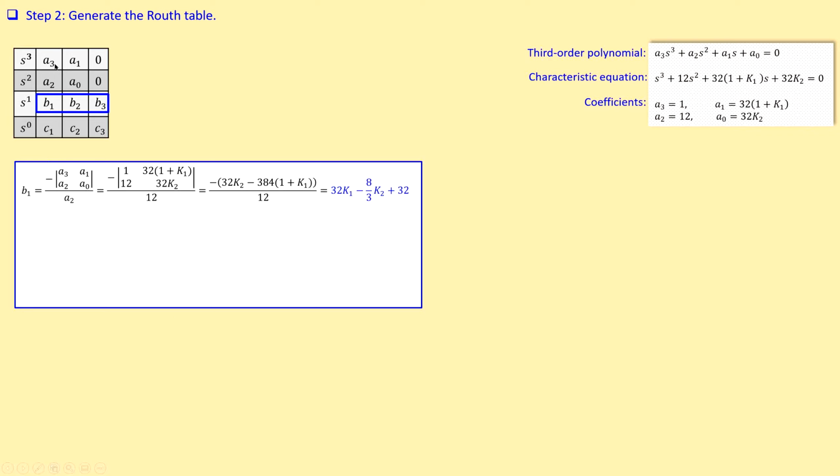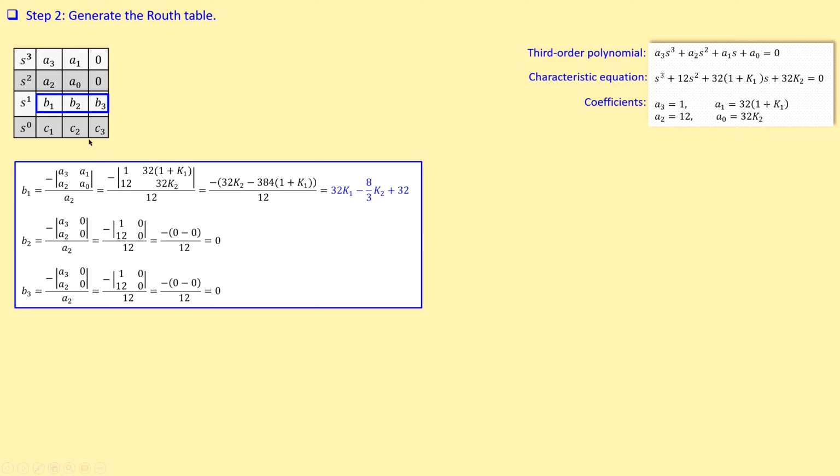I just substitute the values of a3, a2, a1, and a0, which we have also seen here, and divide by a2. Now, if I do the math here, I will get this. I will substitute that shortly in the table. b2 is in a similar form, but in a third order system it is always 0, and b3 is always 0. Okay, now we have the b's.